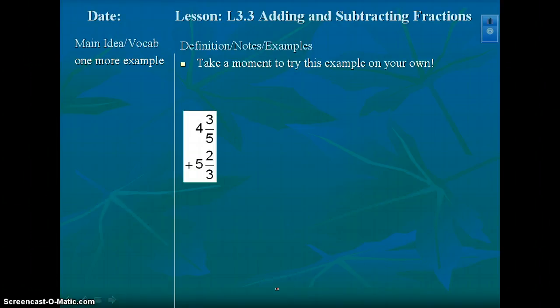I'd like for you to try this example on your own before following through to look at the answer.